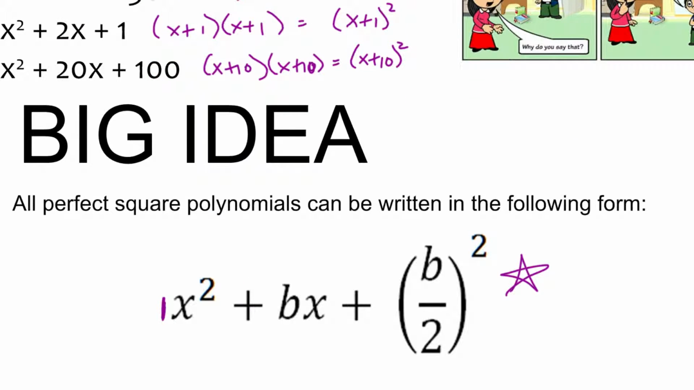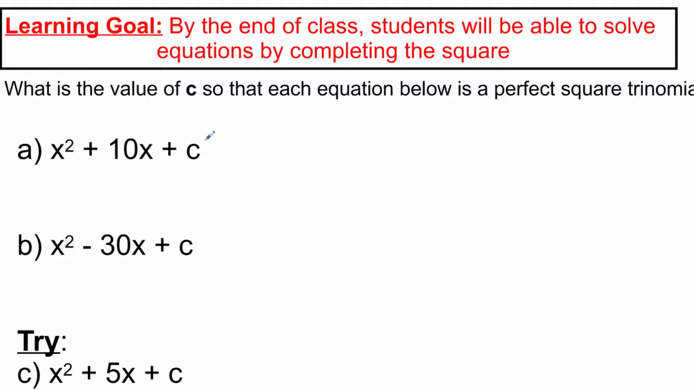All right, so let's take a look at an example of using completing the square to solve. We might start off a little slow. What we're going to start off with is just completing the square. We're going to start by making sure that we can turn this into something squared.